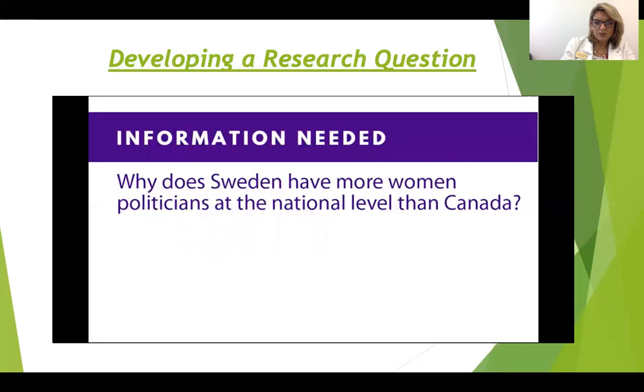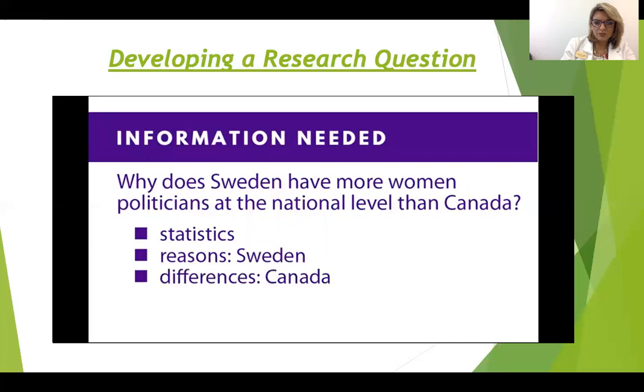For our question on why Sweden has more women politicians than Canada, we might need some statistics to tell us whether that's actually true. We'd also need to know the reason Sweden has a lot of women politicians. Then we'd need to know what's different in Canada. Knowing what information we need to answer our question helps make the research more efficient. We know what kinds of sources we need and what we're looking for in those sources.